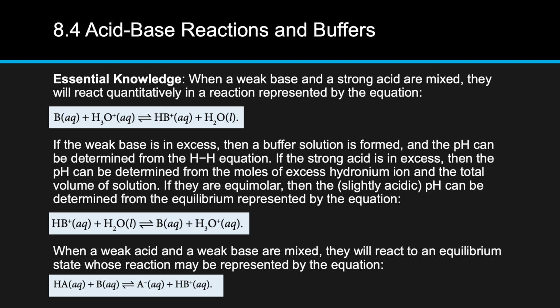And finally, you will learn that when a weak base reacts with a strong acid, they neutralize to form the conjugate acid and water. If the weak base is in excess, a buffer forms and pH is calculated using the Henderson-Hasselbalch equation. If the strong acid is in excess, pH depends on the leftover H3O+. If equal amounts react, the solution is slightly acidic due to the conjugate acid. When a weak acid and a weak base are mixed, they establish an equilibrium between all of the species.